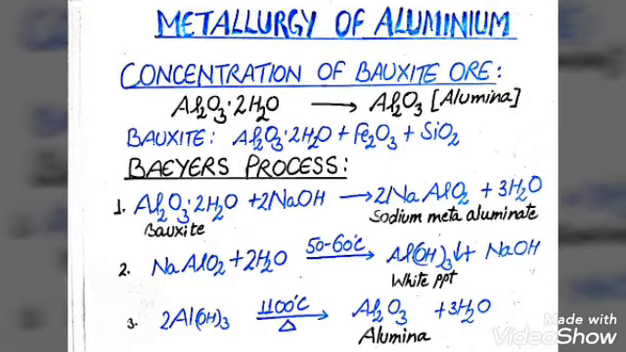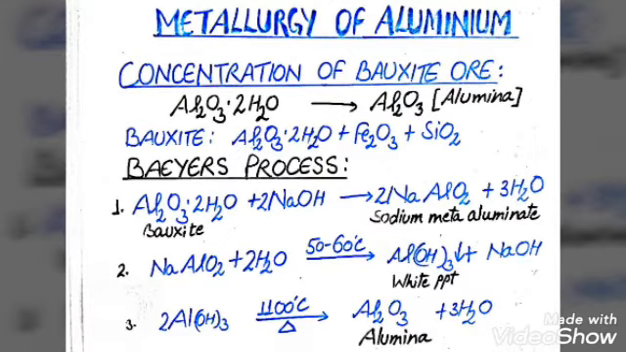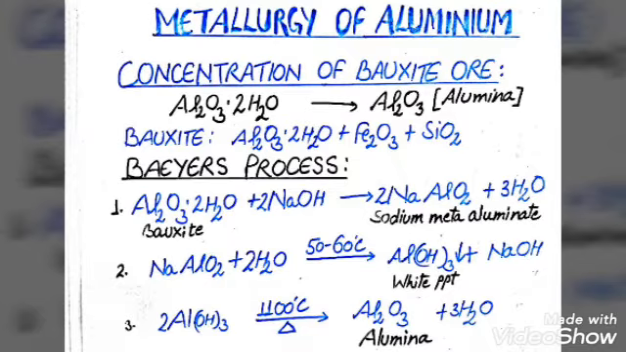In the first step, bauxite ore is concentrated, and in the second step, concentrated bauxite ore is converted into pure aluminium. Bauxite is a mixture of Al2O3.2H2O along with ferric oxide and silica as impurities. Concentration of bauxite ore by Bayer's process.